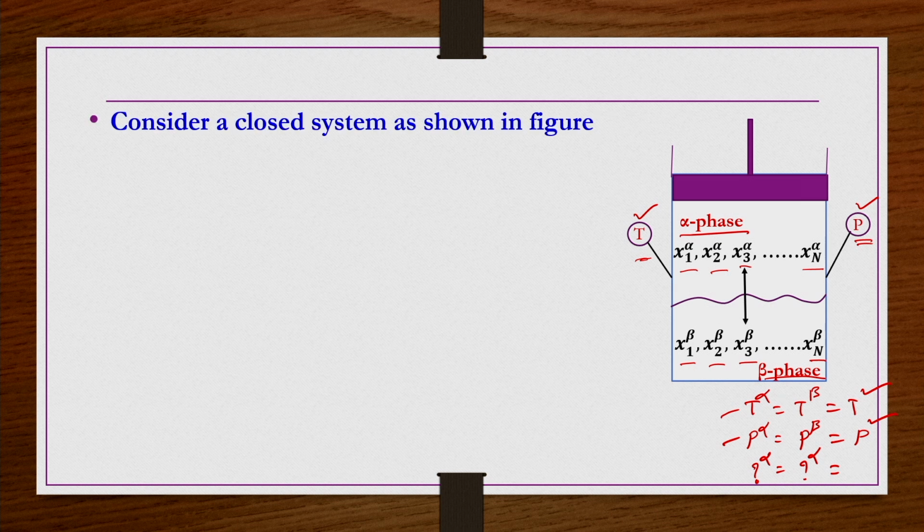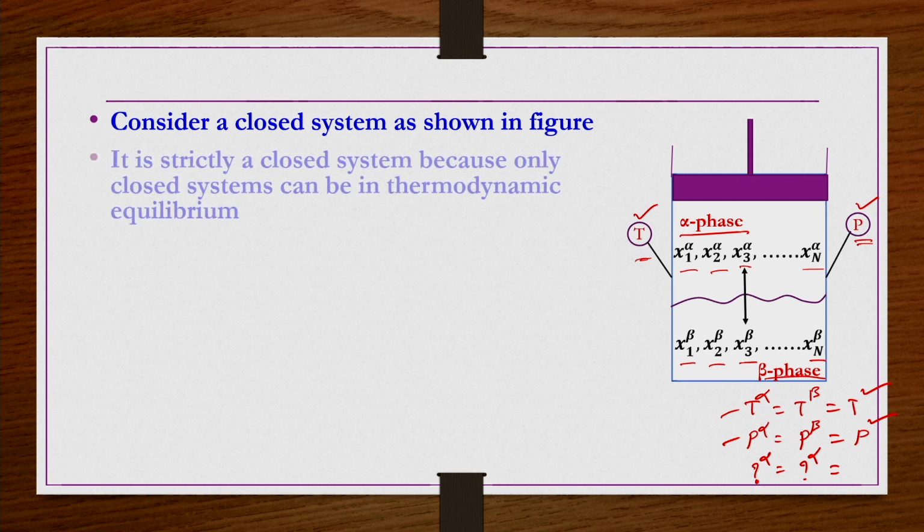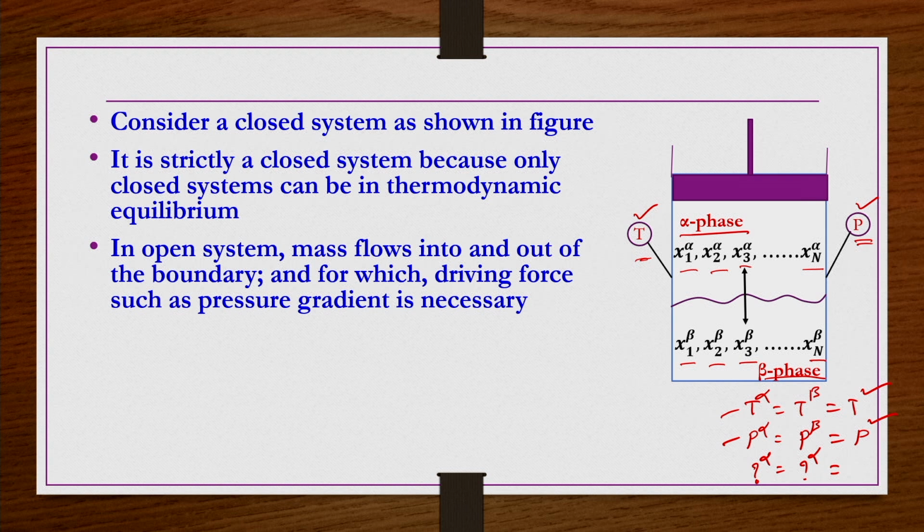Okay. Consider a closed system as shown in the figure. It is strictly a closed system because only closed systems can be in thermodynamic equilibrium. It is not possible to have equilibrium in an open system, because in an open system mass flows into and out of the boundary, and for that a driving force such as a pressure gradient is required. If the mass has to flow into and out of the boundary, then obviously there should be a pressure gradient, then only mass will flow into or out of the boundary. Okay.